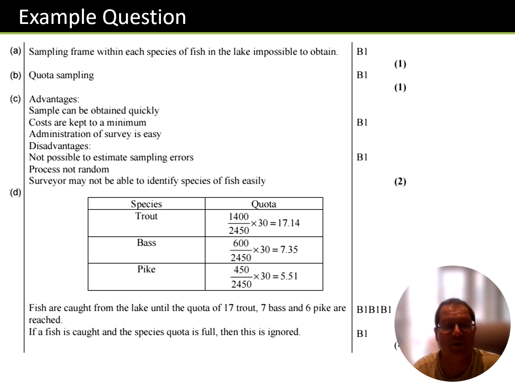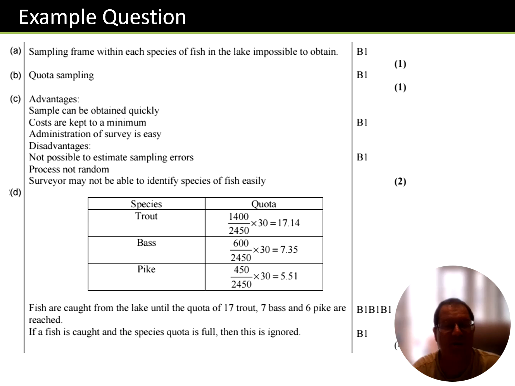For part C, we wanted one advantage and one disadvantage. They've given us 3 possibilities, and I imagine there will be others. So advantages of a quota sample: it can be obtained quickly, costs are kept to a minimum. They like to talk about time and cost. Administration of survey is easy. So yes, basically, it's not time consuming, it's cheap, and it's easy to do. They're basically the three main advantages of anything quick.